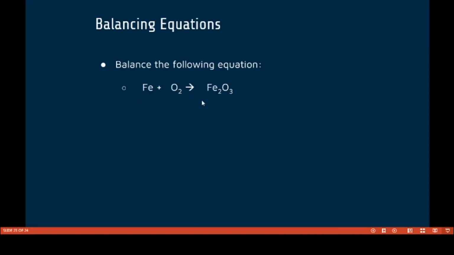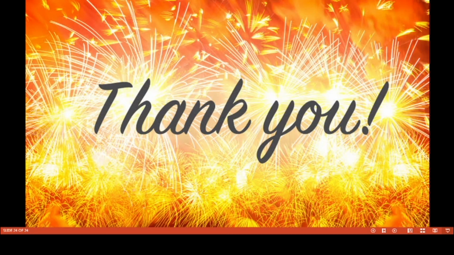And see this: Fe plus O2 gives Fe2O3. Here 4 Fe, also 2 2s are 4, and 3 2s are 6 oxygen on both sides. So the equation will be balanced.